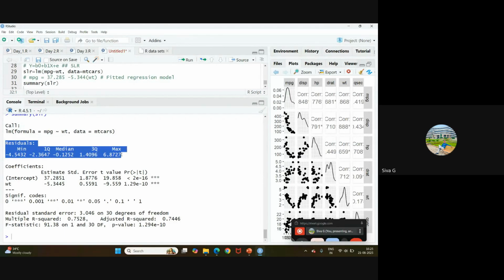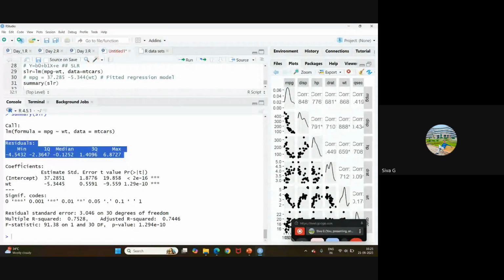What is a residual? A residual is nothing but a kind of error, right? So what is the residual? It is the error between the fitted point and the original point. That I will discuss once I draw the graph and regression line. I will show you. As of now, keep that aside.